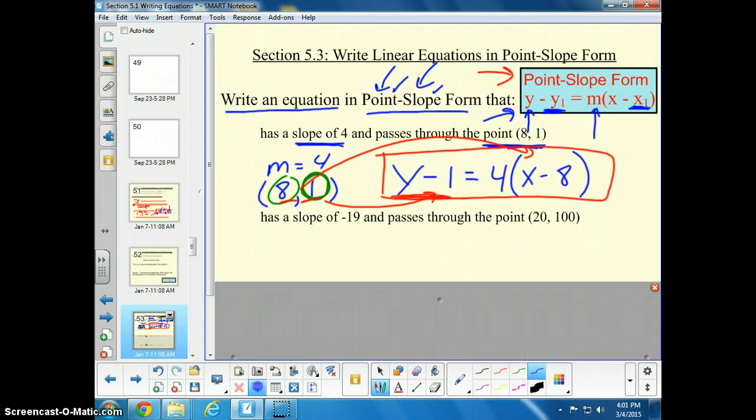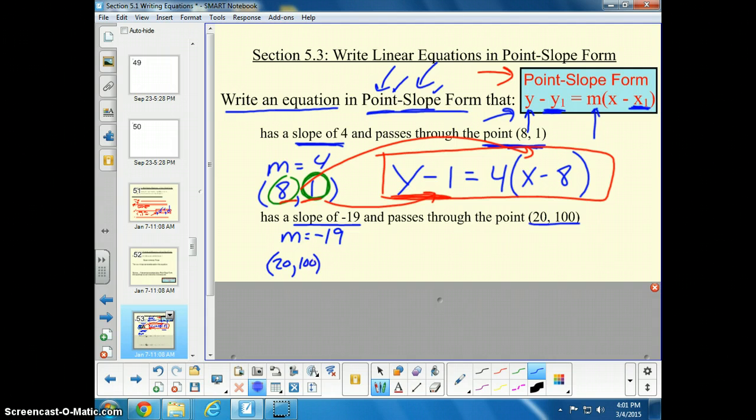So make an equation in point slope form of a line that has a slope of negative 19 and goes to the point 20, 100. So again, for point slope form, I'm going to need a point or some kind of ordered pair, and I'm going to need a slope. So the slope of the line is negative 19. The ordered pair, or point that it goes through, is 20, 100. So I'm just going to put those numbers in.